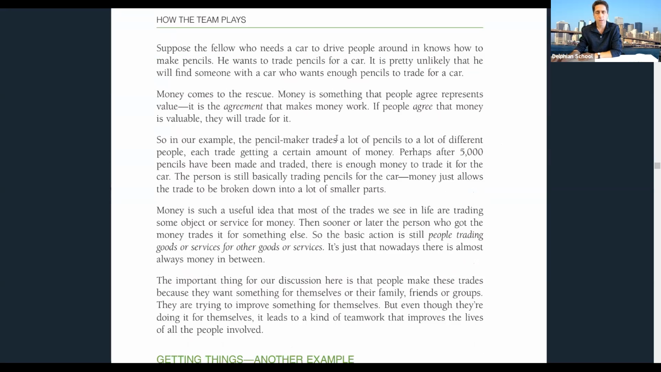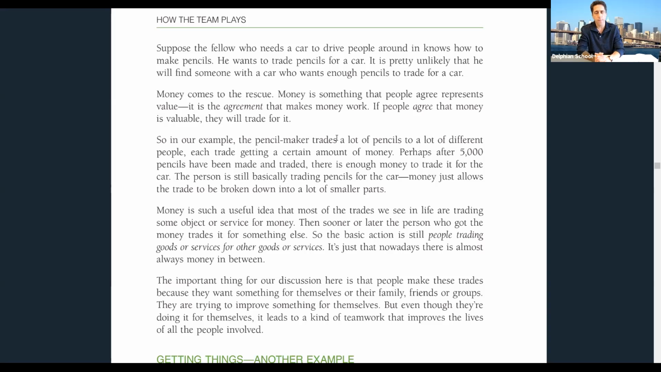Suppose the fellow who needs a car to drive people around knows how to make pencils. He wants to trade pencils for a car. It's pretty unlikely that he will find someone with a car who wants enough pencils to trade for a car. Money comes to the rescue. Money is something that people agree represents value. It is the agreement that makes money work. If people agree that money is valuable, they will trade for it.